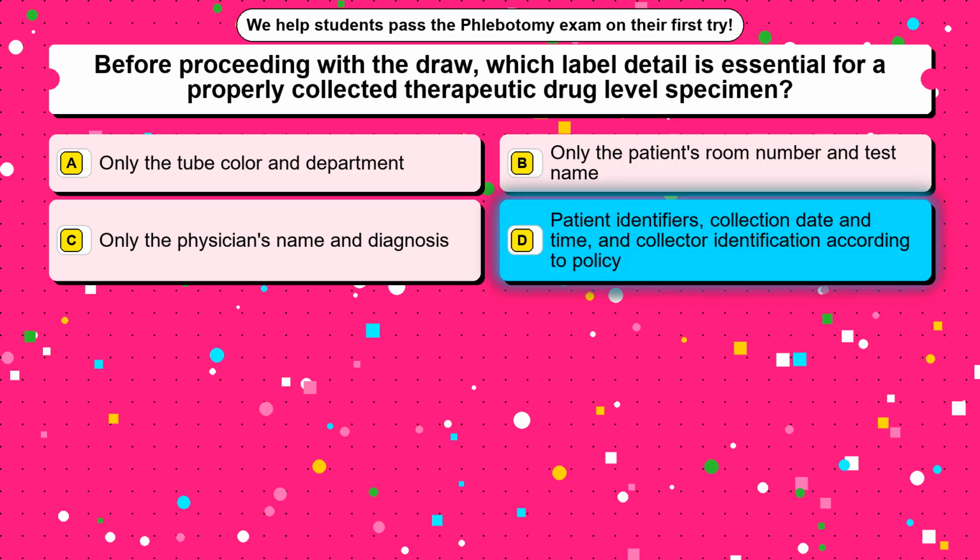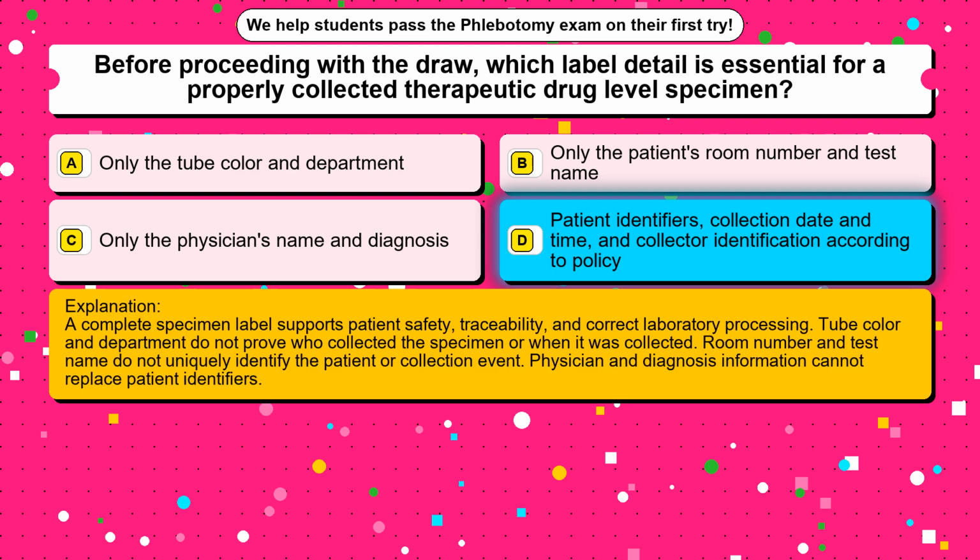The correct answer is option D. Patient identifiers, collection date and time, and collector identification according to policy. A complete specimen label supports patient safety, traceability, and correct laboratory processing. Tube color and department do not prove who collected the specimen or when it was collected. Room number and test name do not uniquely identify the patient or collection event. Physician and diagnosis information cannot replace patient identifiers.